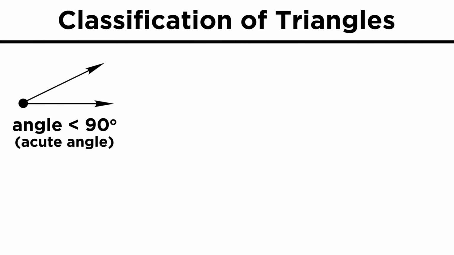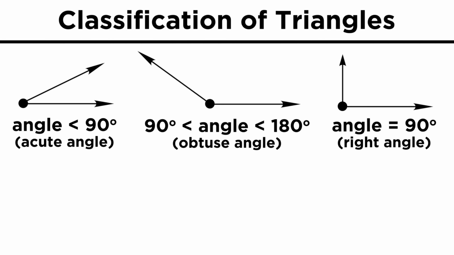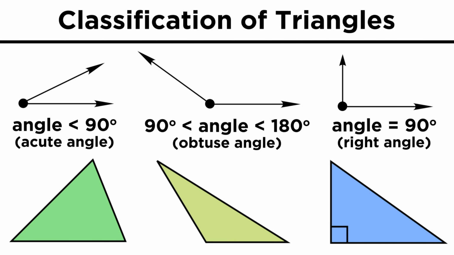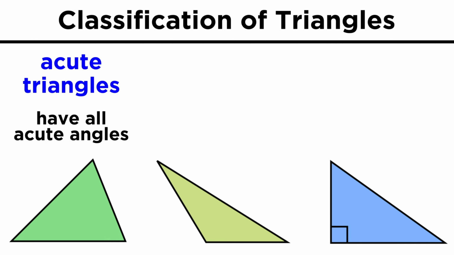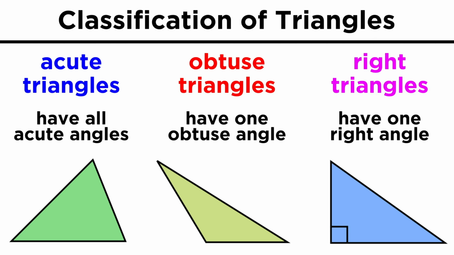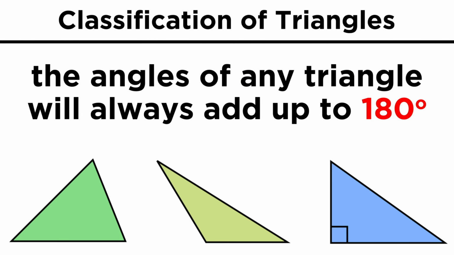Since we know what acute, obtuse, and right angles are, we can then learn about acute, obtuse, and right triangles. Acute triangles have angles that are all acute, or less than 90 degrees. An obtuse triangle has one obtuse angle, or more than 90 degrees. And a right triangle has one right angle. As we can see by looking at the angles in these triangles and every other triangle we could possibly draw, the angles in a triangle will always add up to 180 degrees.